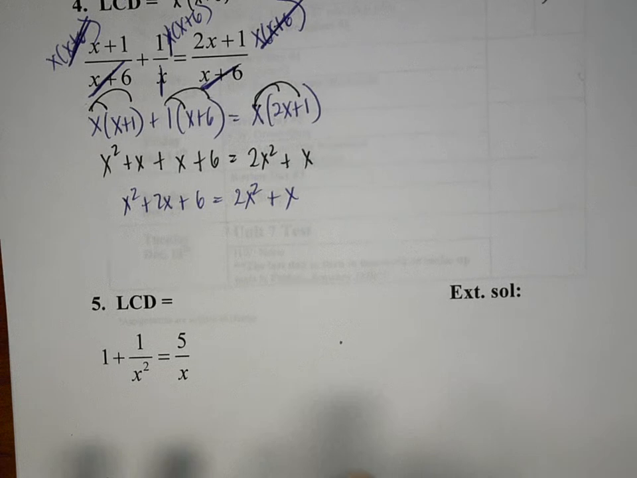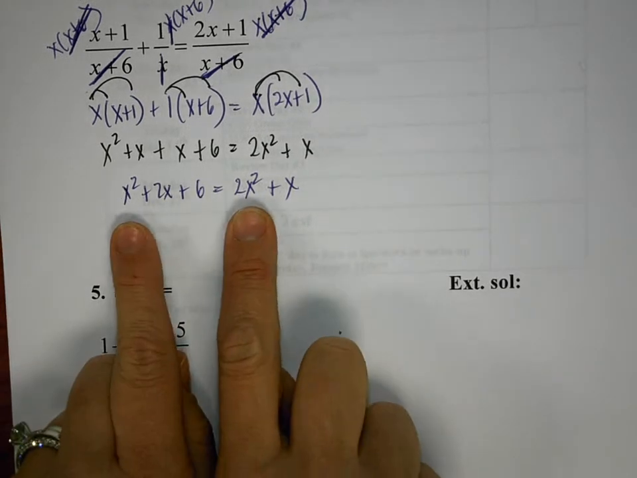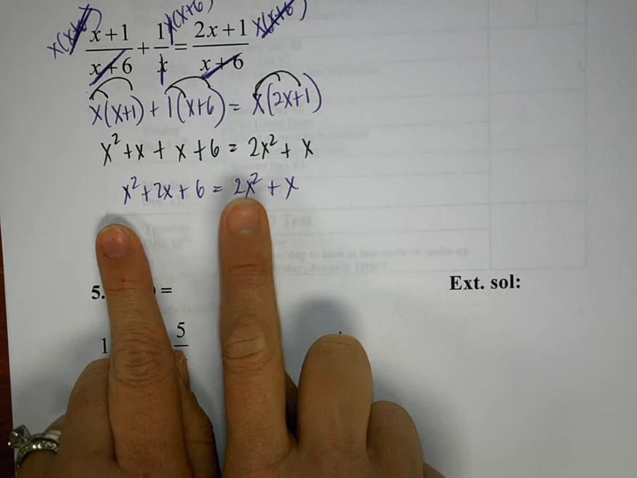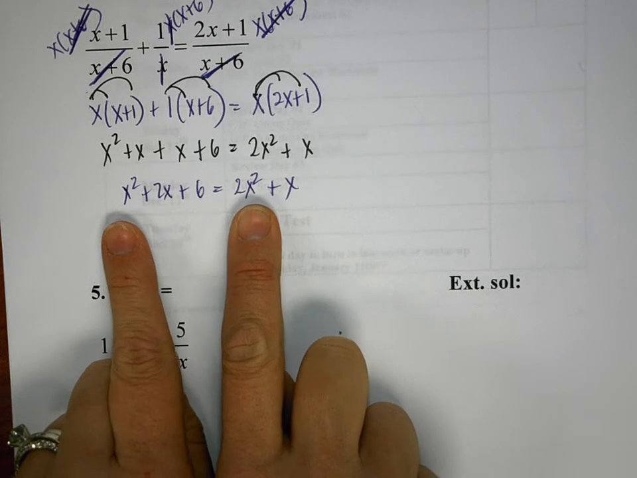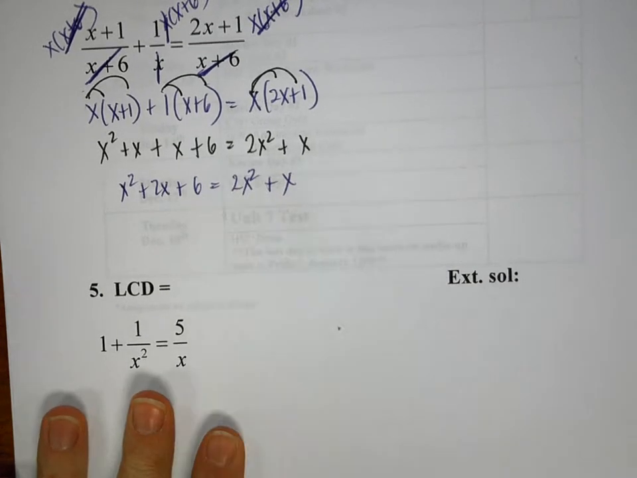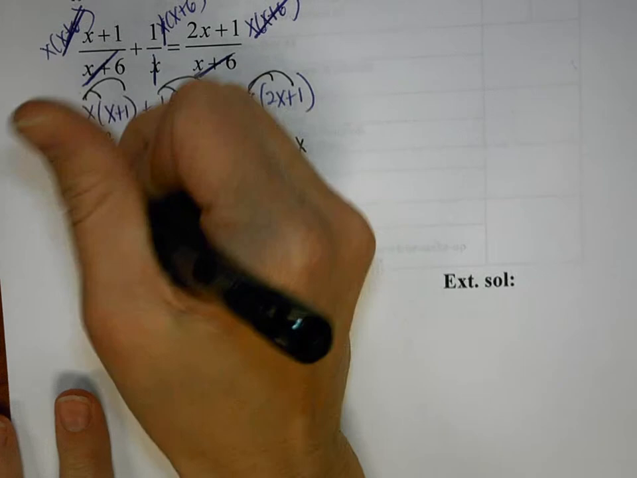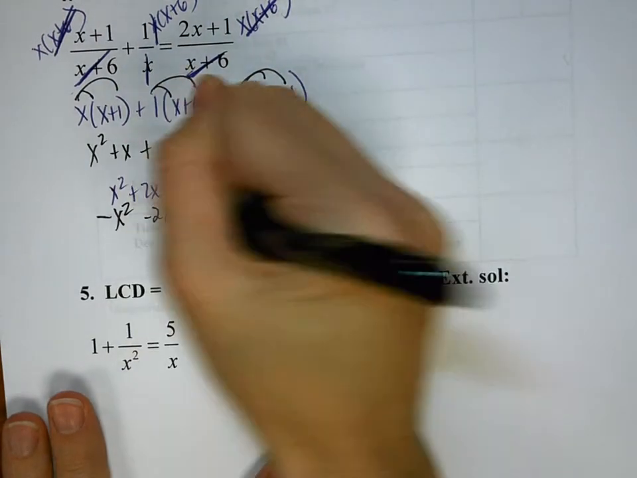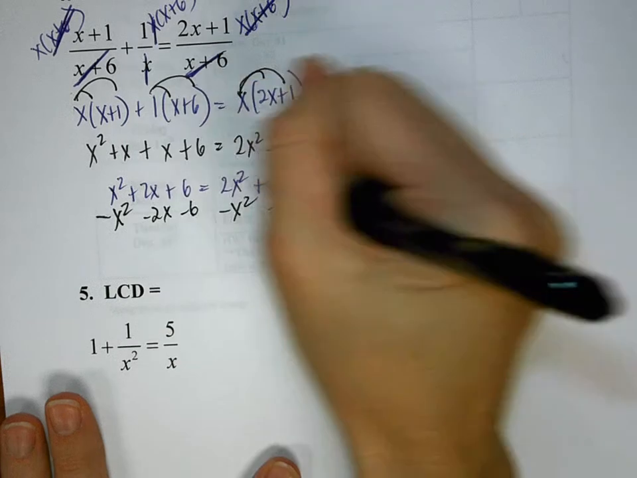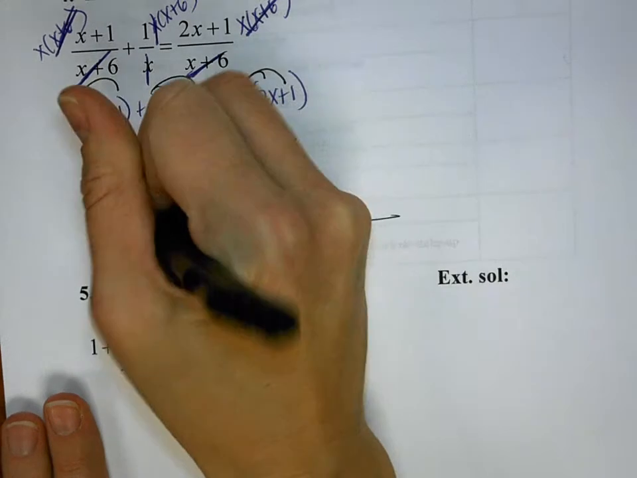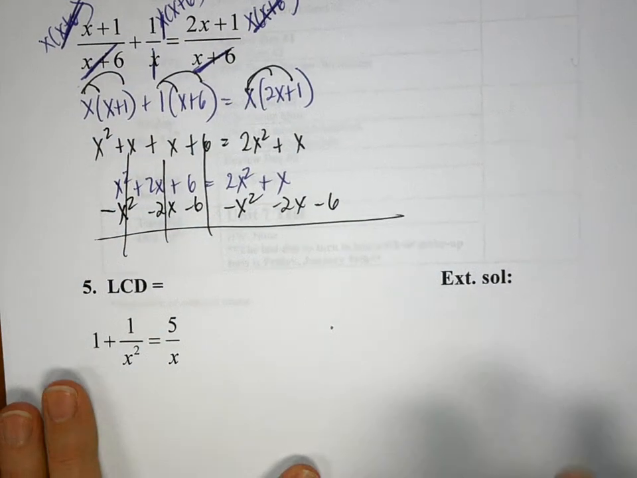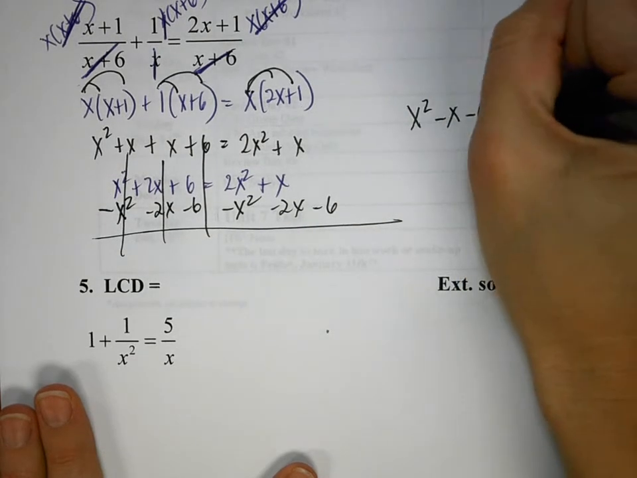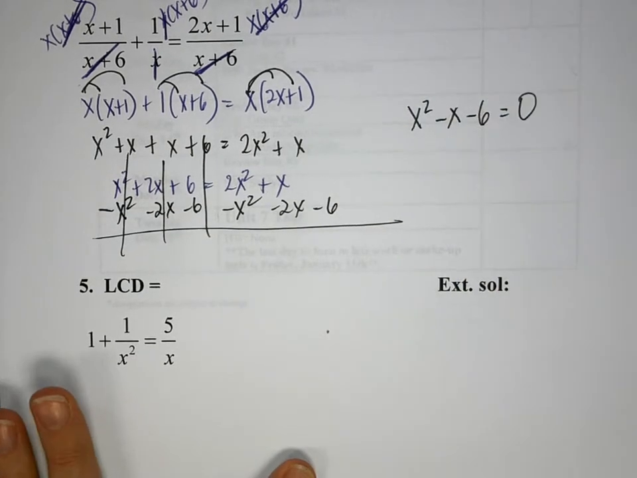You always want your highest exponent to be positive. So see how 2x squared is larger than the x squared? So we move everything to the right so that x squared stays positive. So we subtract x squared, subtract 2x, and subtract 6. So when I simplify there, I get x squared minus x minus 6 equals 0.